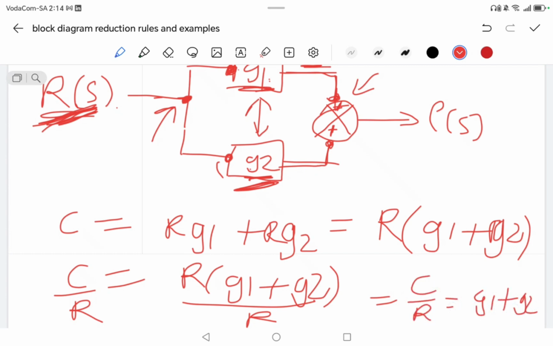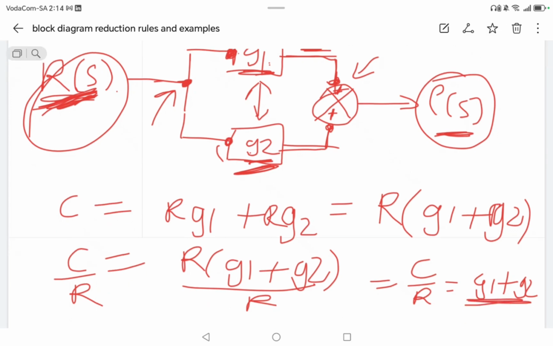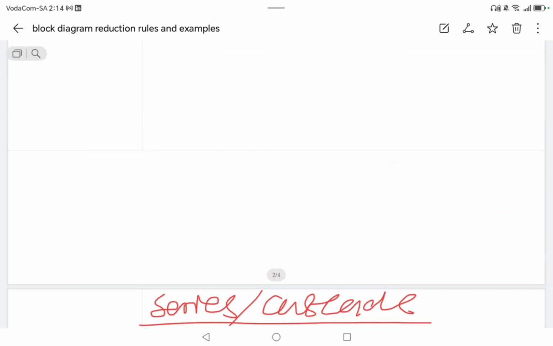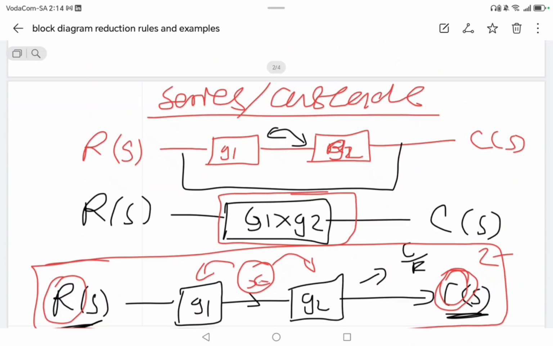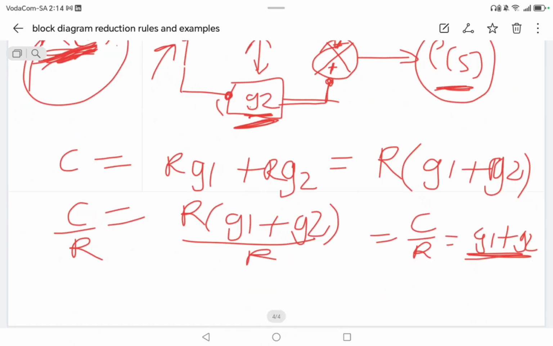What did I say about the overall output? The overall output of these blocks is always this one divided by this one. So that makes this correct. That makes this correct, as I told you here, that the output will be this one over this one, right? So that makes this correct, right?